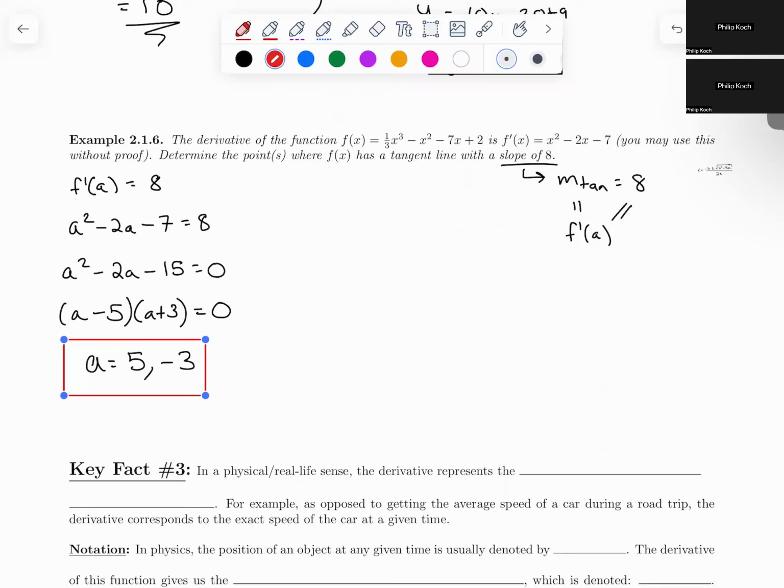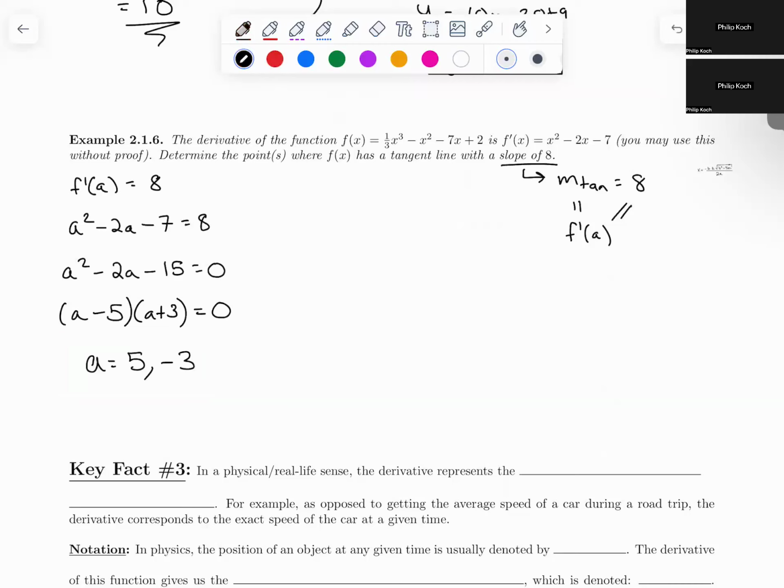That's just the x value. It's asking for the points. Do I plug it into f prime or do I plug it into f? F, because we're talking about points on the curve, not points on the tangent line, points on the curve.